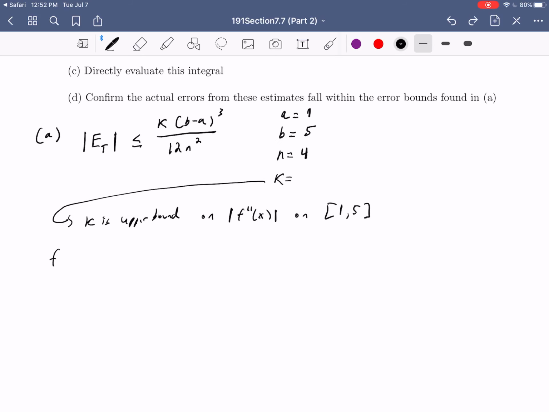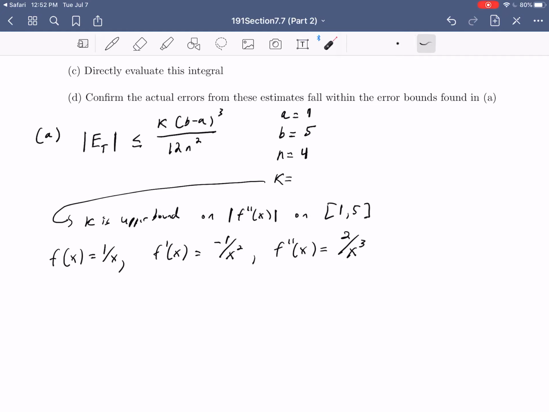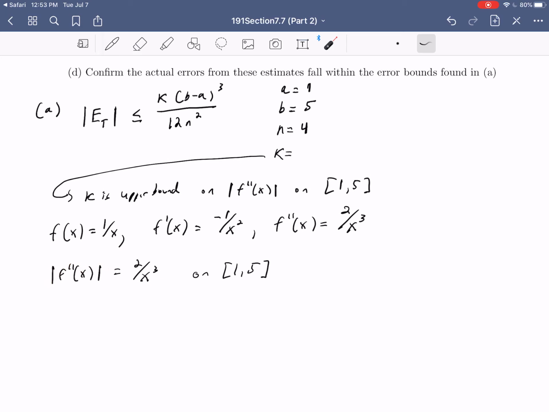So we have that f of x here is 1 over x. That means f prime is negative 1 over x squared. That's, of course, just treating this as x to the minus 1 and differentiating. And then the second derivative is going to be 2 over x cubed. Again, that's just treating this as negative x to the minus 2, dropping that minus 2 down and then subtracting 1 from the exponent. That tells us that the absolute value of the second derivative is also just 2 over x cubed on 1 to 5, because since we know x is between 1 and 5, this x cubed is always positive, so the absolute value doesn't do anything here. And now we want an upper bound on this. Now, there is sort of a trick here.